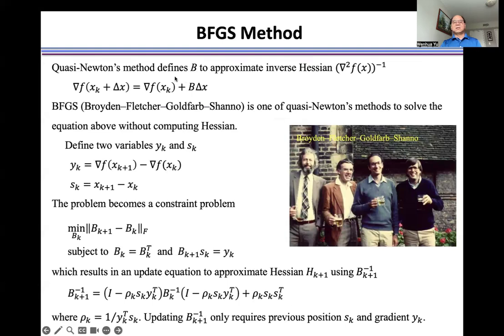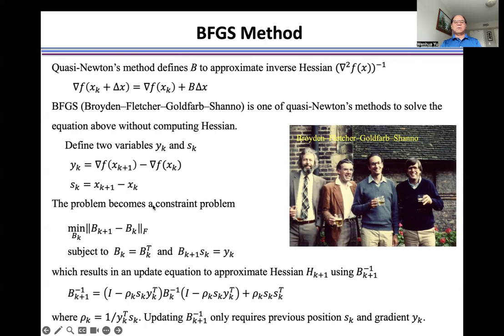Quasi-Newton's method defines B to approximate the inverse Hessian in this formulation. BFGS is one of Quasi-Newton's methods to solve the equation above without computing the Hessian. First, we define two variables, y and s, in these two equations.